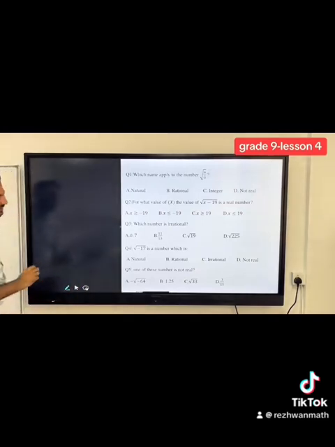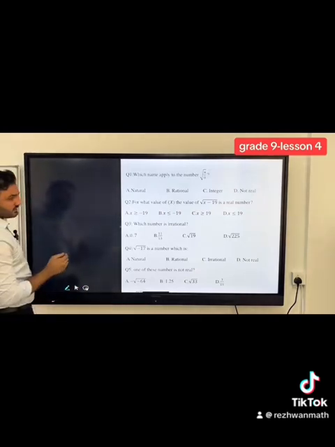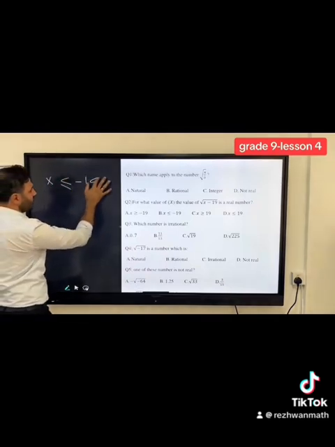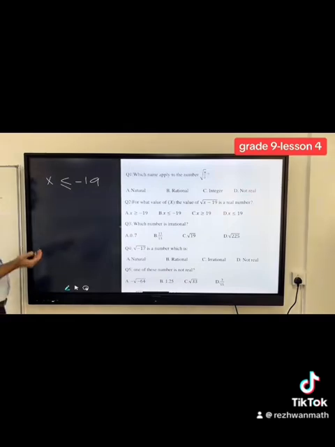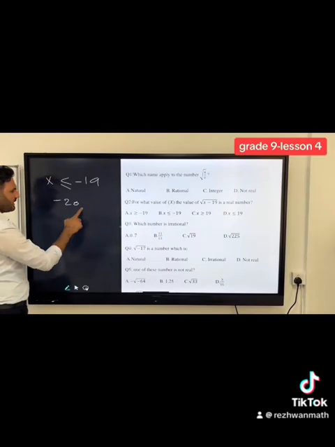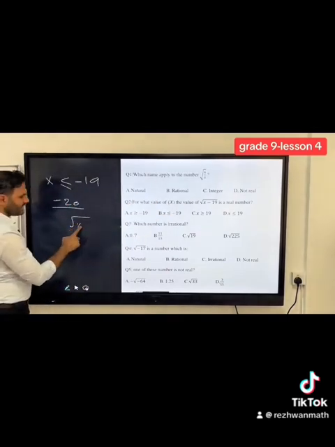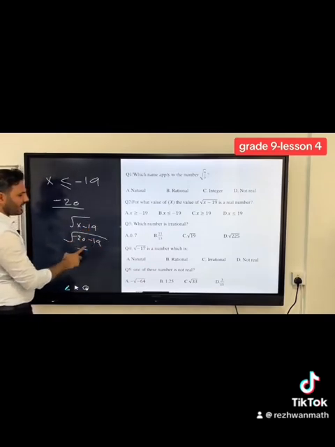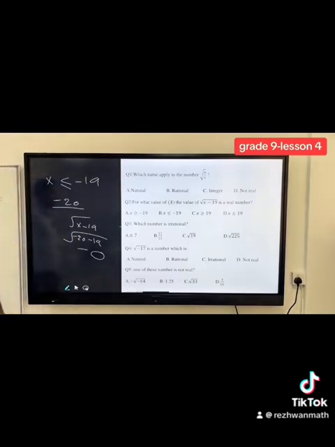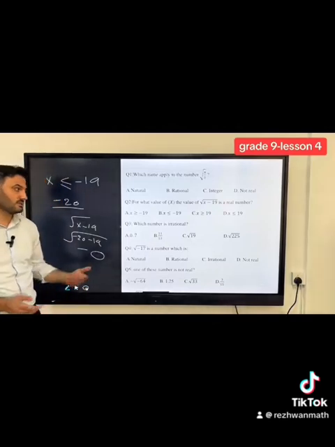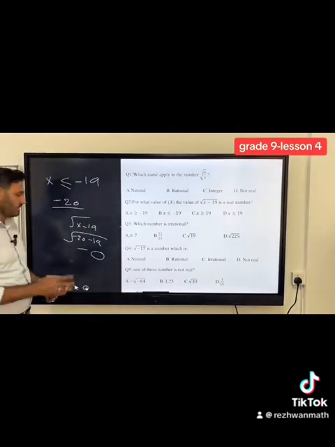Now I'm going to test B: x less than or equal to negative 19. Which number is less than or equal to negative 19? For example, negative 20. Substitute it into the square root of x minus 19. Negative 20 minus 19 directly gives a negative number, negative 39. Because we have a negative number inside the square root, it's not real. So it's not the right answer.